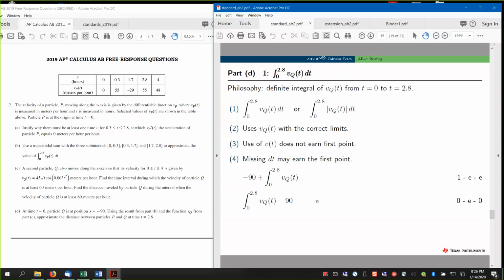But in this example, the dt is missing, the integrand is ambiguous. So the student does not earn the first point. But they are still eligible for the second, but they cannot earn the third here.